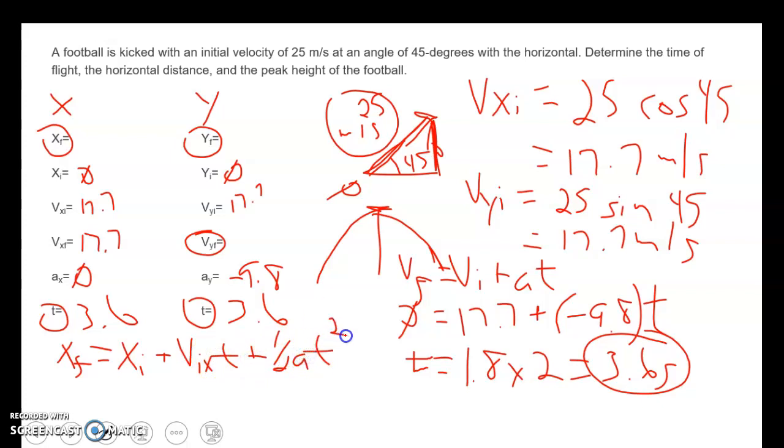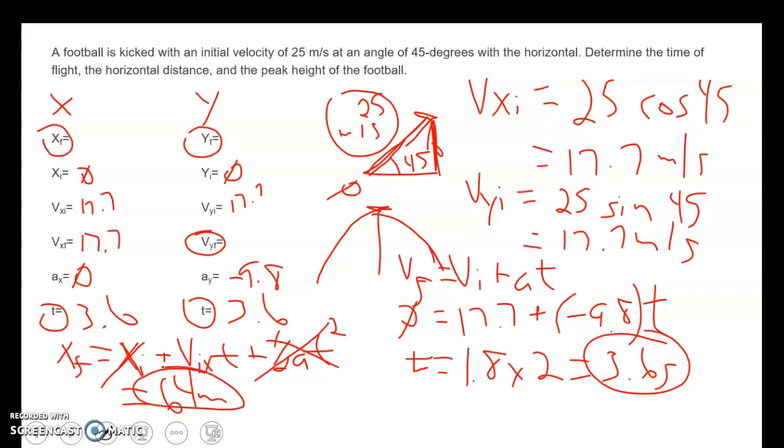at squared. Now we know our acceleration is 0, so that eliminates this part. We know our initial position is 0, so x final is just velocity times time. So 17.7 times 3.6. When I do that math, I get 63.72, so to 2 sig figs, we'll say it's 64 meters. So that's our horizontal distance, or range.